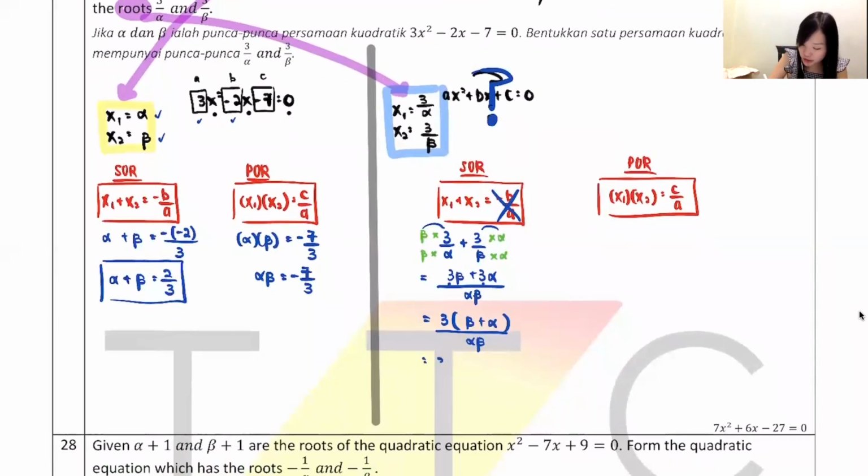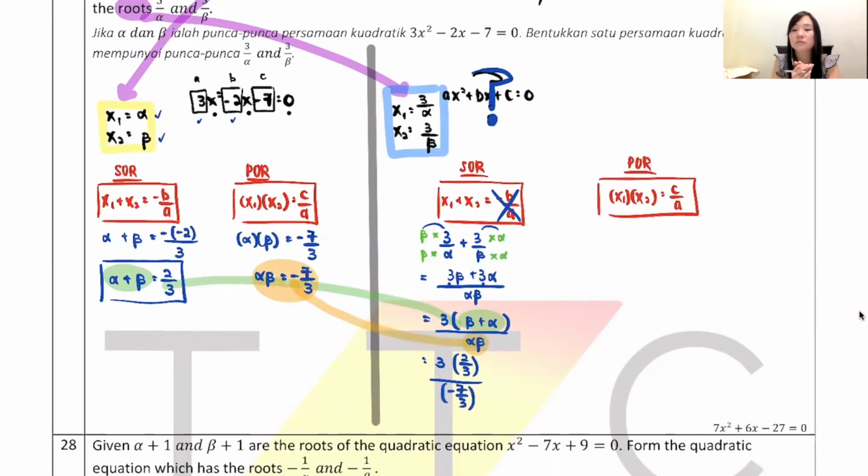Now I think I can sub low. You see, 3. Alpha plus beta, isn't it this green color one? So this, okay, I better put some line. I scared you guys cannot see. So isn't it, this one is 2 over 3. Divide by alpha times beta, isn't it this orange color one? Isn't it -7 over 3? Okay, understand all? 3 and 3 cut. Press calculator. 2 divided by bracket -7 over 3. Do you guys get -6 over 7 for your SOR?